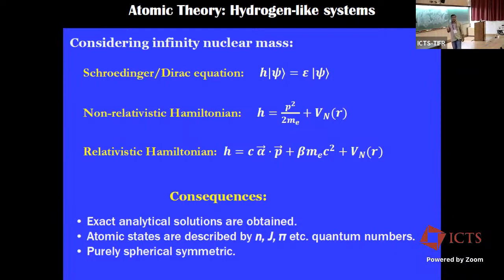As you know, in the textbook you will find that when you try to solve the wave functions of the hydrogen atom, the Hamiltonian is given here, with the kinetic energy term and the nuclear potential, and in the relativistic form you have the corresponding Hamiltonian here. You know that the wave functions for this Hamiltonian we can solve exactly using the analytical approach. The outcome is that we have analytical solutions, and all the states are described by quantum numbers like principal quantum number, angular quantum number, parity, and so on. And they are purely symmetric because the potential is spherically symmetric here.